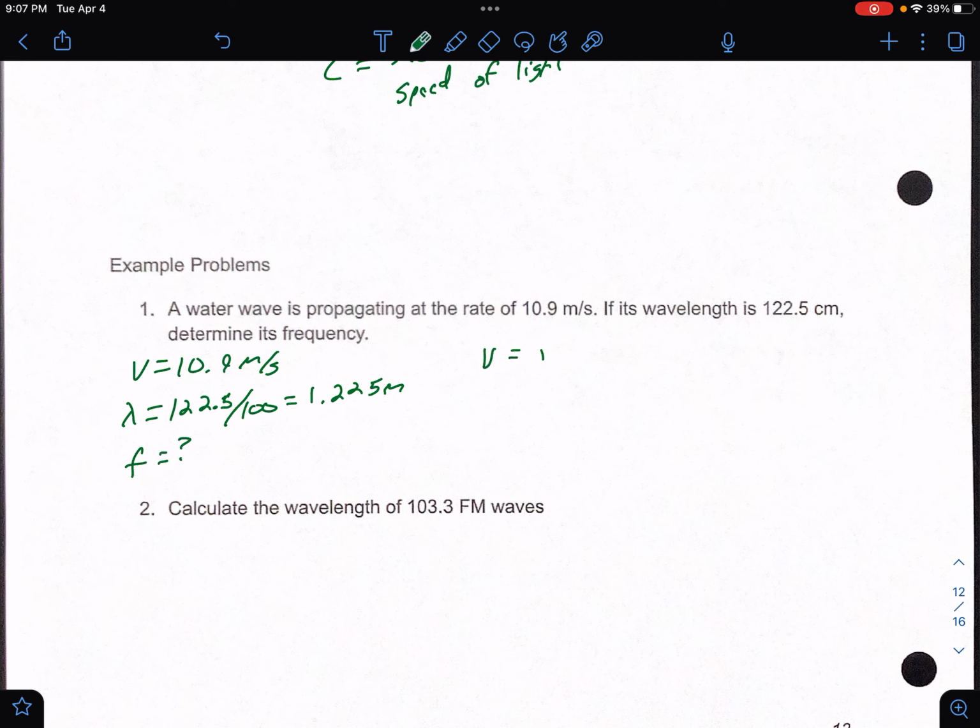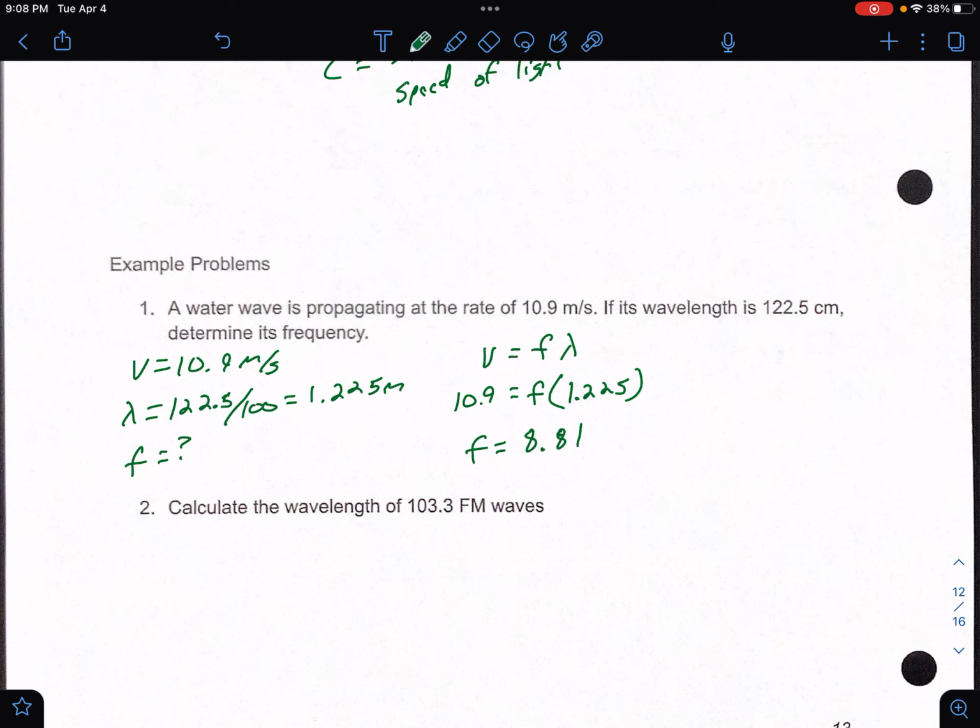So velocity equals frequency times wavelength. So I'm going to do 10.9 equals my frequency, which I don't know, so I'm going to leave it as f. And that would be 1.225 for my wavelength. So divide both sides by 1.225, and you get a frequency of 8.89 hertz. And that's your answer right there.